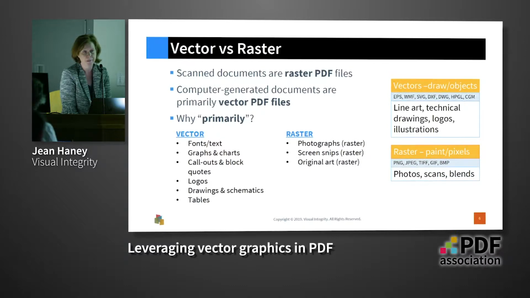Computer-generated documents are primarily vector PDF files. But remember, garbage in, garbage out. When a lot of people create PDFs, they don't give so much attention to the graphics. Even if it was computer-generated and was a vector, they might take a screen snap of it, or a lot of the conversion engines out there will just convert all of the graphics to bitmaps. And that information is lost. So what we're advocating for is to try and keep as much of the vector in your file as possible.